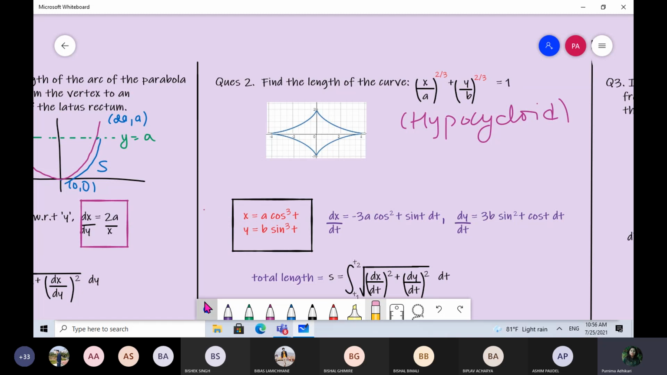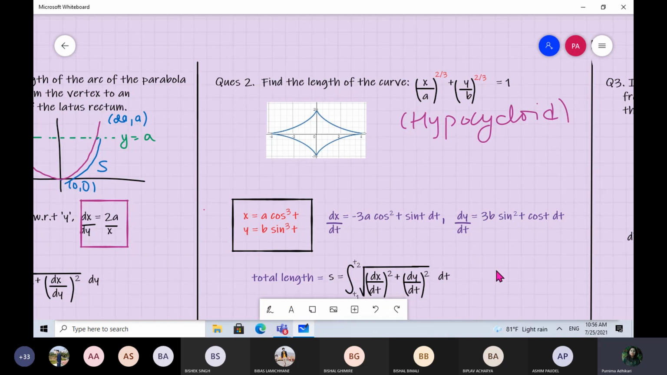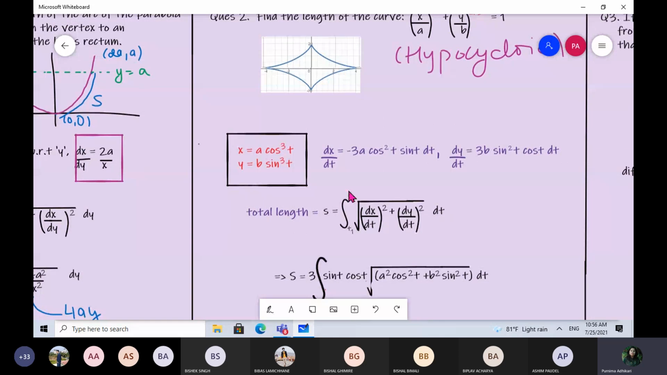Now, what is your formula which we will be applying? Total length को लागि, because this is a parametric curve. So this is your formula for parametric equation. Okay. अब यो formula apply मात्र गर्ने त हो नि हैन?